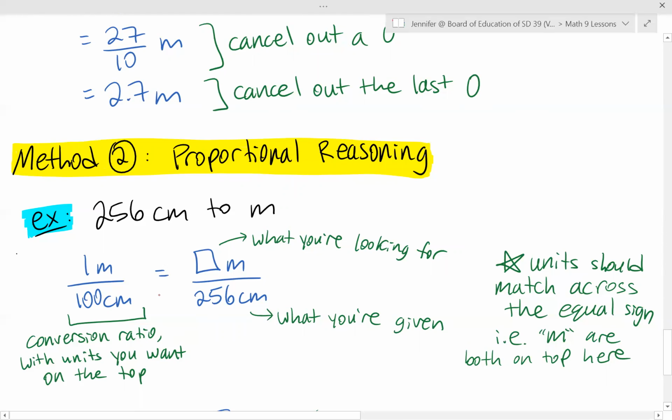This is going to be equal to whatever you're looking for. So this empty box, and we know that that's in meters because that's what we're looking for. And then it's over the value that we're given. So the left side is the conversion ratio. The right side is your answer over what you're given. And so I have an important note here to remember when you're doing this proportional reasoning setup, the units on the top have to match and the units on the bottom have to match. So centimeters on the bottom here, then centimeters has to be on the bottom here, and vice versa.